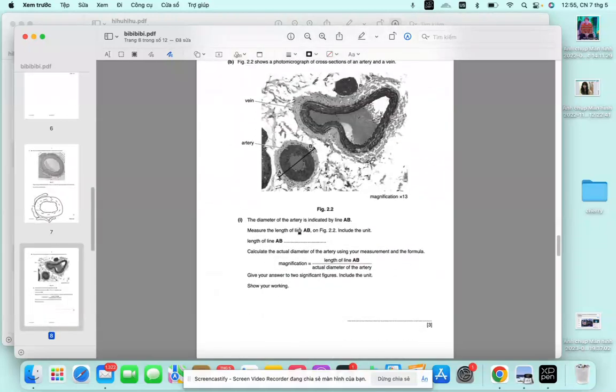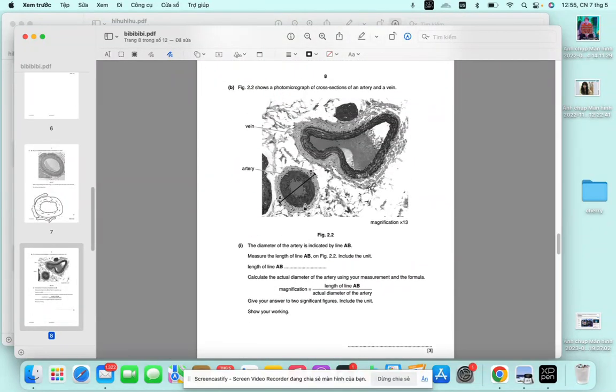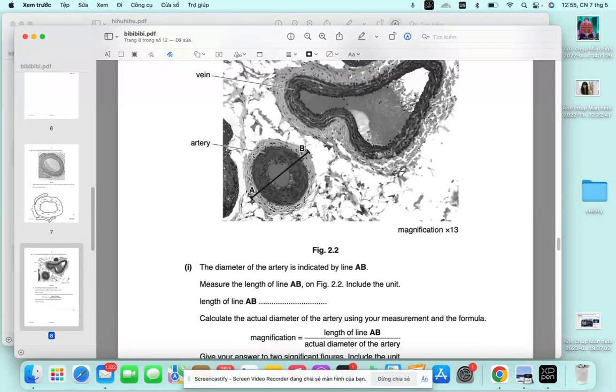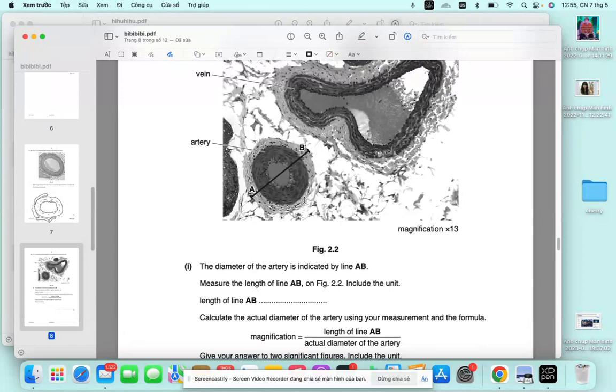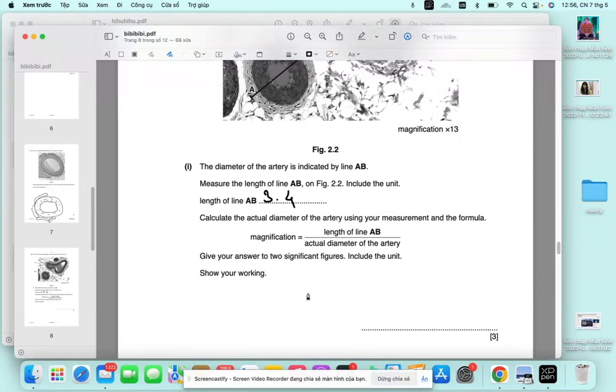Okay. We have to measure the length of AB. Because I'm doing this on a computer, it's going to be inaccurate compared to doing it on paper. So I'm going to measure what I could on my screen at the moment. My screen says 3.3, 3.4. I'm going to use 3.4, but you guys have to measure it on paper by your own because it might not be accurate on this one.